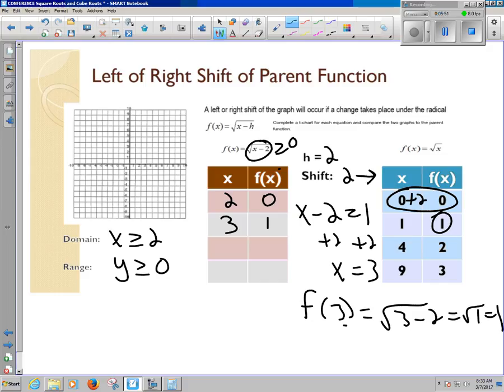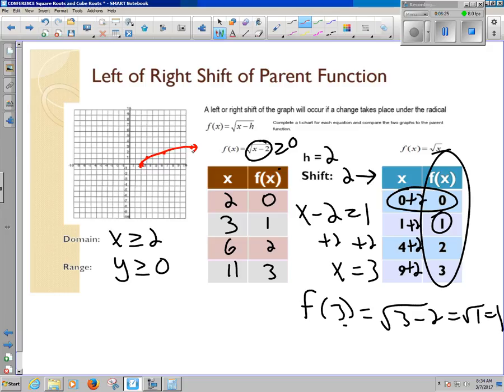So this is actually going to be the same as this whole column. And then on my x values, again, I added 2 to 1 and got 3. So if I add 2 to 4, I should get 6. And if I add 2 to 9, I should get 11. All right, so let's go ahead and plot those points. So we have (2, 0), (3, 1), (6, 2), and (11, 3). So I imagine it's out there.